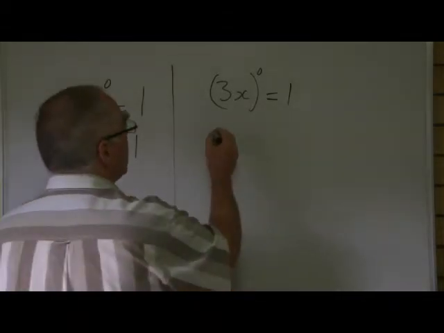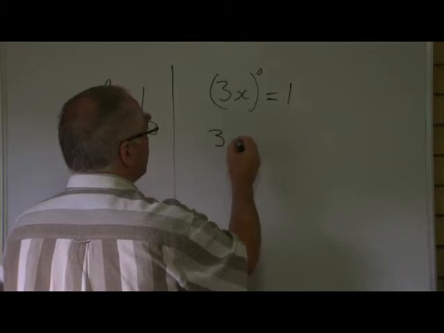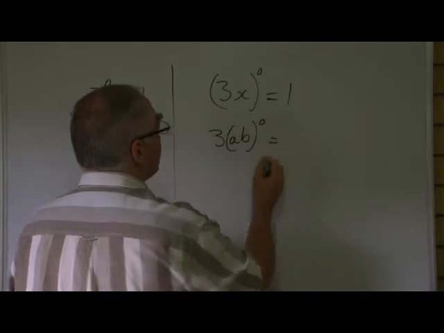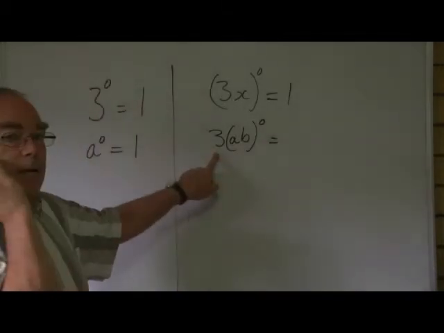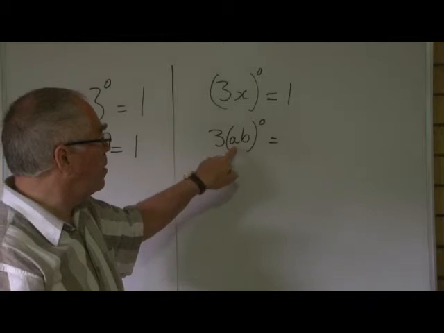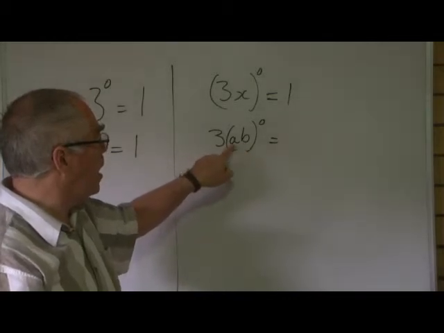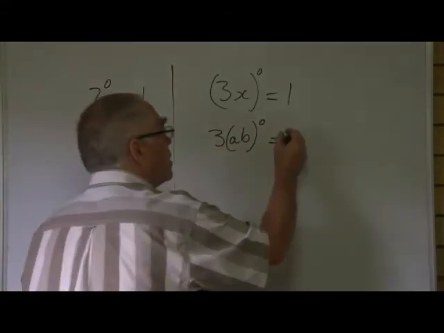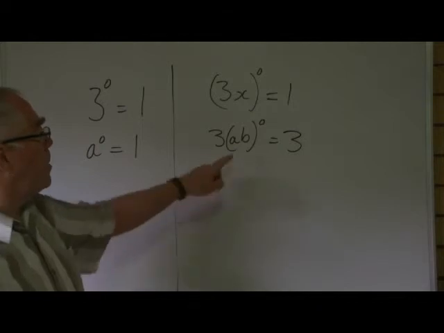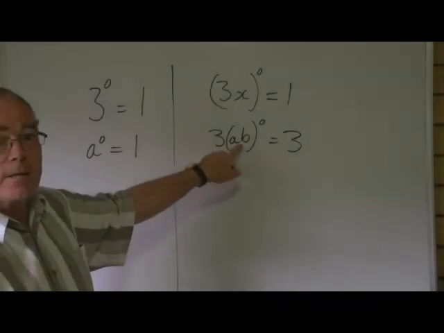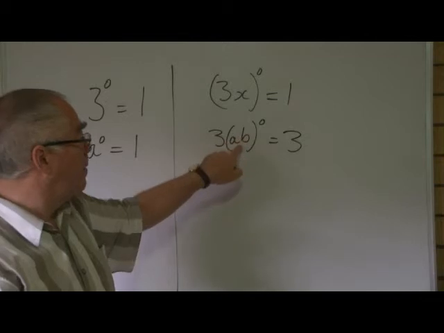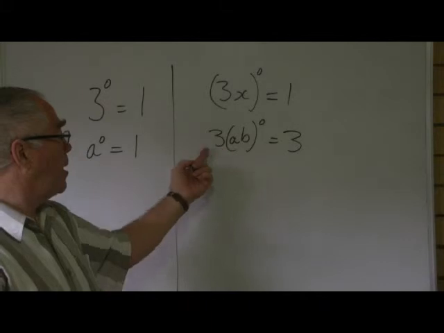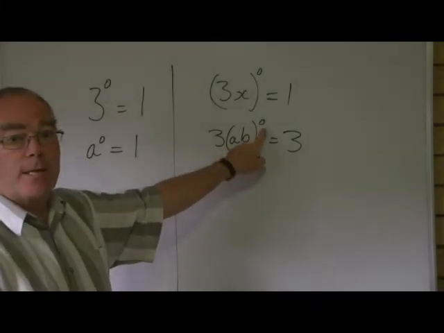On the other hand, if we take a look at this, 3(ab) bracket to the 0, the 3 is outside the brackets. It's only the ab to the 0, so this is going to be ab to the 0 is 1. 3 times 1, so the answer for that one is 3. And it doesn't matter how complicated this gets in here, as long as that doesn't equal 0, whatever's here, the power of 0 is always 1. Anything outside doesn't get affected by that 0.